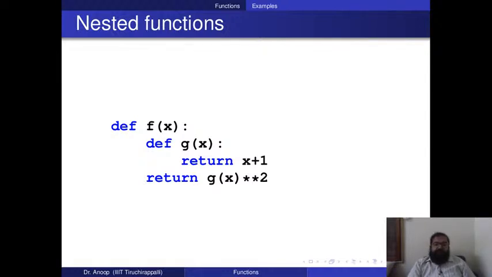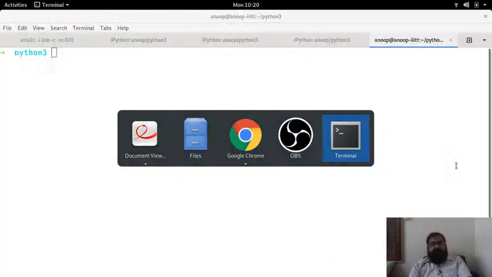This is slightly different from the functions that we have learned so far. If you look at this one, you can see that there is a function f, and in the definition of the function f you have another function g which is defined. So you have the function f of x, which returns g of x power 2, and g of x is actually defined inside the body of f of x, and g of x returns x plus 1. Okay, so let's just try to see what it does.